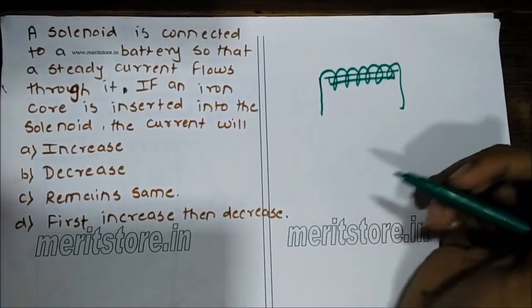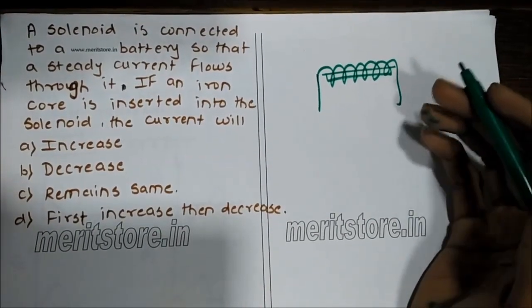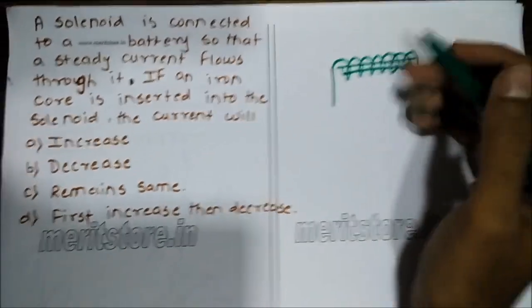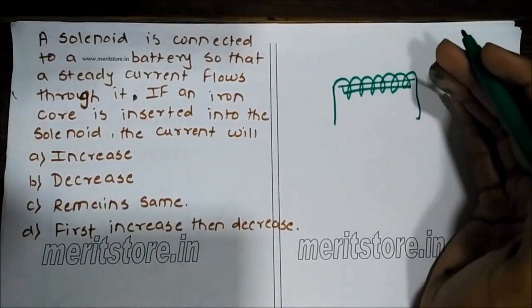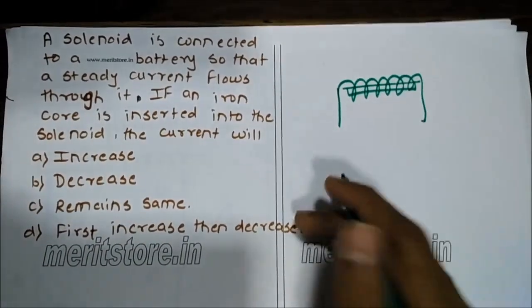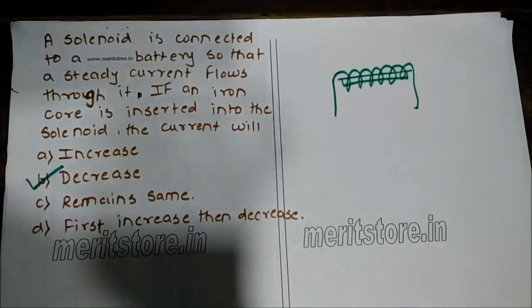As per Lenz's law, whenever an EMF is induced inside the solenoid, it will try to oppose this increase. Whatever increase has happened, it will oppose it, and that can be achieved only by decreasing the current. So as a result, the current inside it will decrease.